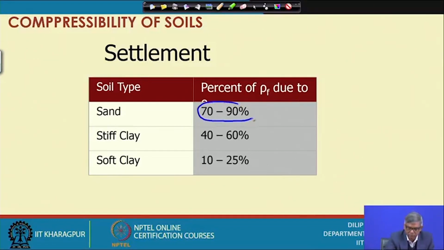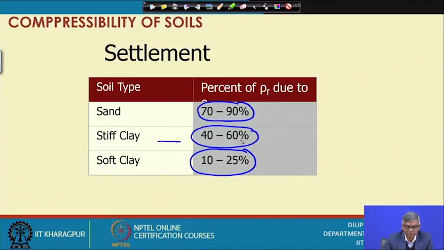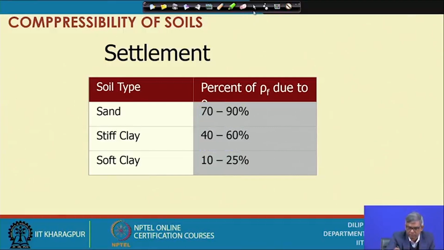For sand, 70 to 90% is from elastic settlement, whereas for stiff clay, out of the total settlement, 40 to 60% comes from consolidation. For soft clay, 10 to 25% comes from elastic settlement and the rest will be consolidation. That means when you talk about sand, the elastic settlement is important, and when you talk about soft clay, the consolidation settlement is important. So now we will see the mechanism of consolidation.